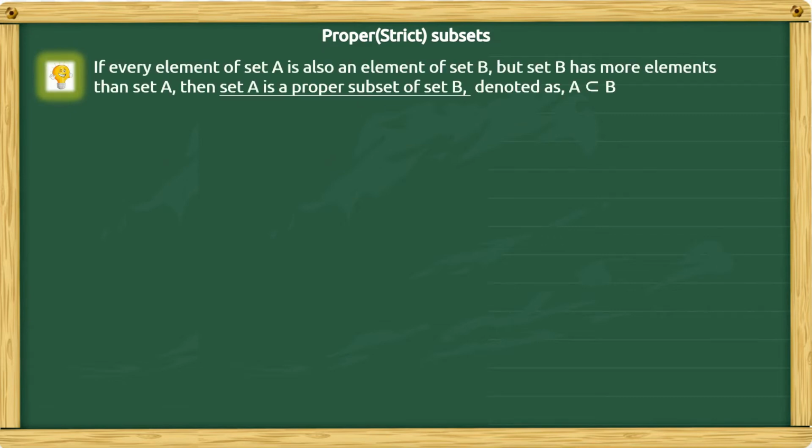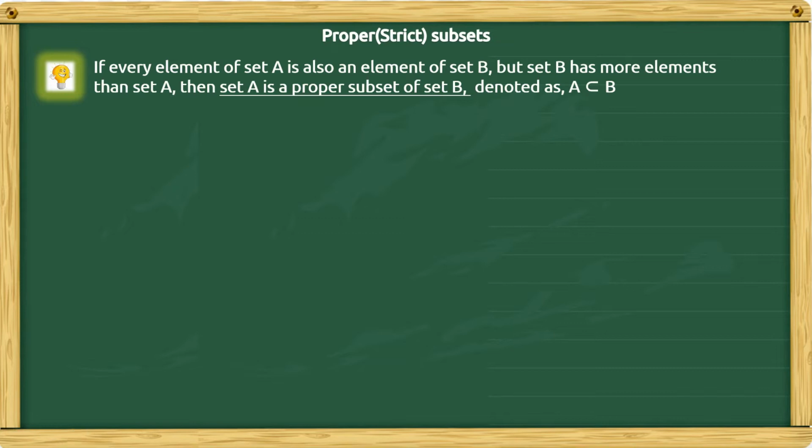In this video, we will talk about proper subsets, or sometimes you may call them strict subsets. If every element of set A is also an element of set B, but set B has more elements than set A, then set A is a proper subset of set B. You may use this symbol to denote proper subsets.